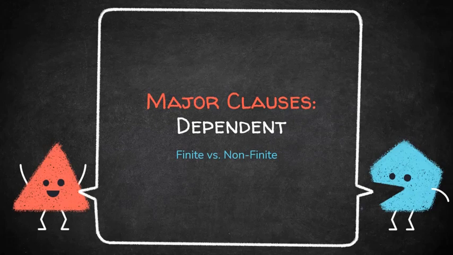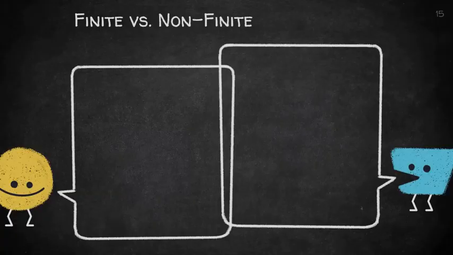Dependent clauses cannot stand on their own. They need to be attached to an independent clause to be meaningful. Otherwise, they will end up as a fragment. There are two types of dependent clauses: the finite and the non-finite and the non-embedded one. First, here we will talk about finite and non-finite.